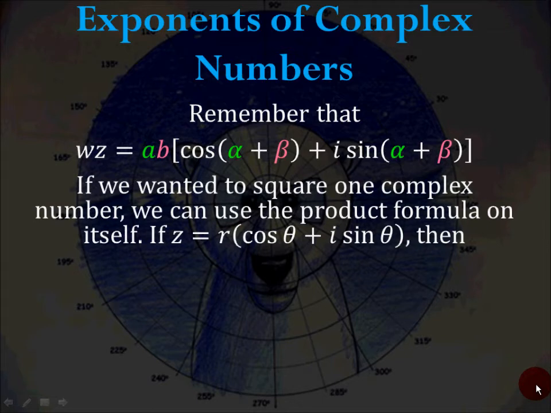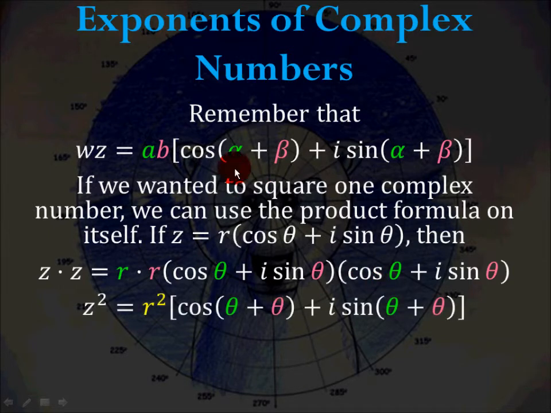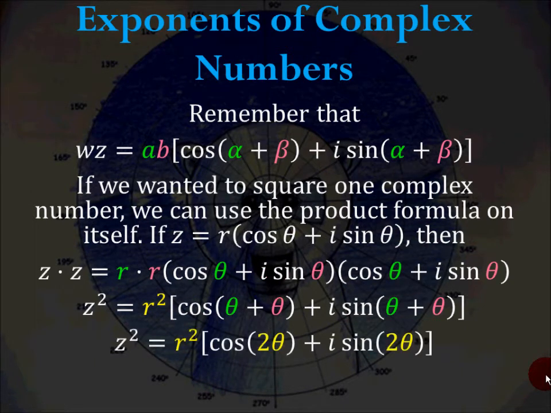Now, let's say we wanted to square one complex number. We can use the product formula on itself. So, if Z is our complex number, R times cosine theta plus i sine theta, and if we apply the product rule, we get Z times Z is R times R, since both magnitudes are R, times the quantity cosine theta plus theta, because you're adding the angles together, plus i sine theta plus theta. If you simplify that, you see that Z squared is equal to R squared times the cosine of 2 theta plus i sine of 2 theta.